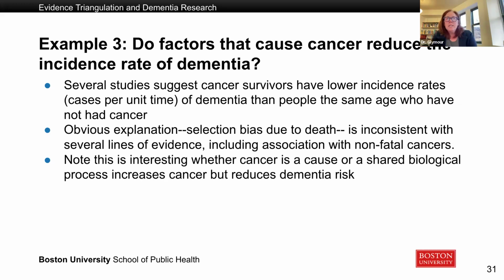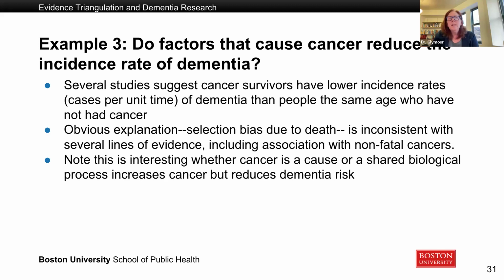So there are several studies suggesting lower incidence rates of dementia among people who are the same age associated with having had cancer in the past. There's an obvious explanation, which when I first read this observational result, I snorted and said it's obviously selective survival. That is inconsistent with several lines of evidence, including the fact that this observation is seen with non-fatal cancers. So the obvious simple explanation is not adequate.